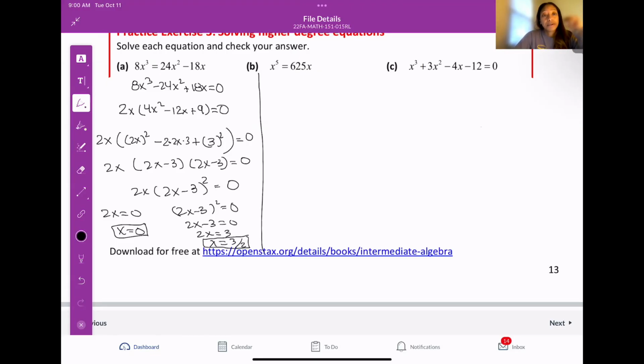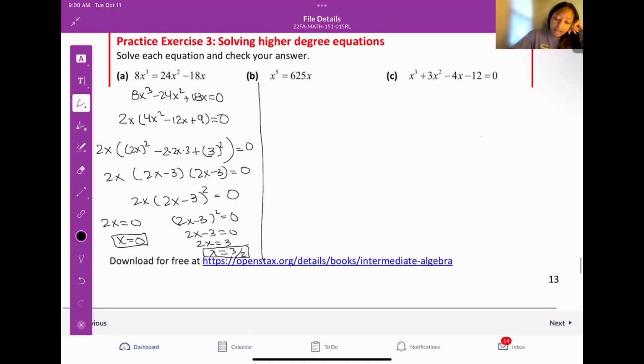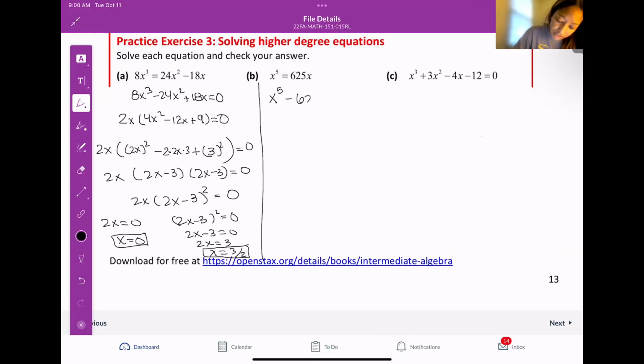For part B here, we have x to the 5th equals 625x. So we can move all of the terms to one side. x to the 5th minus 625x equals 0. We can factor out an x from both of these, and this is x times x to the 4th minus 625.